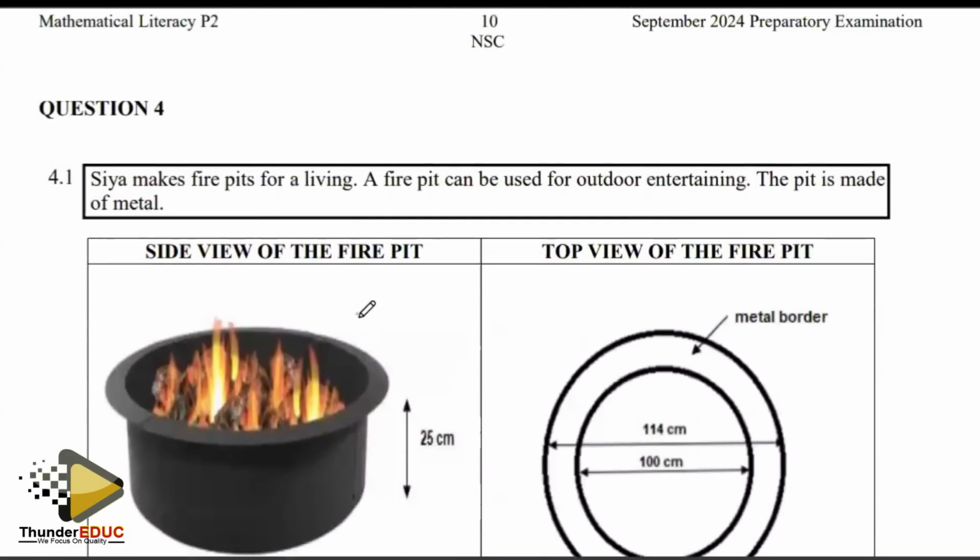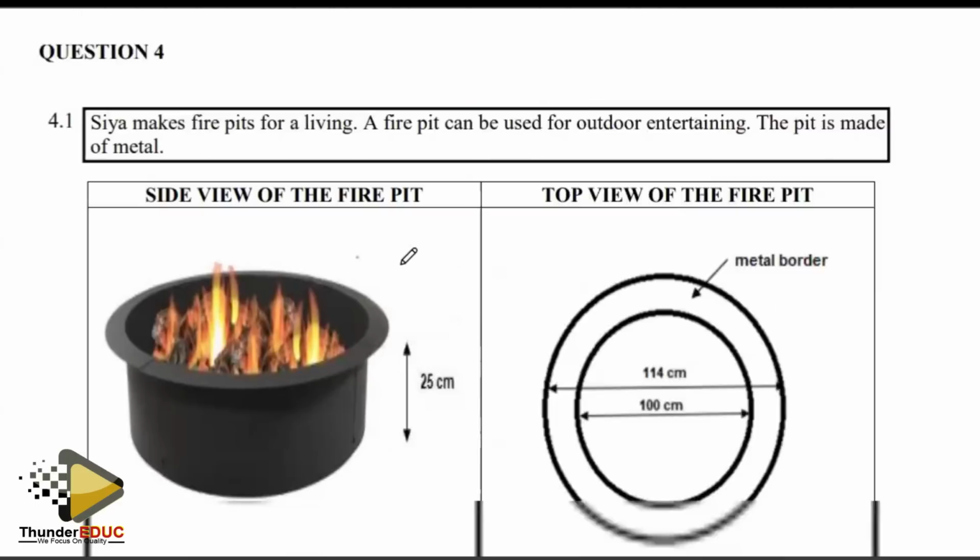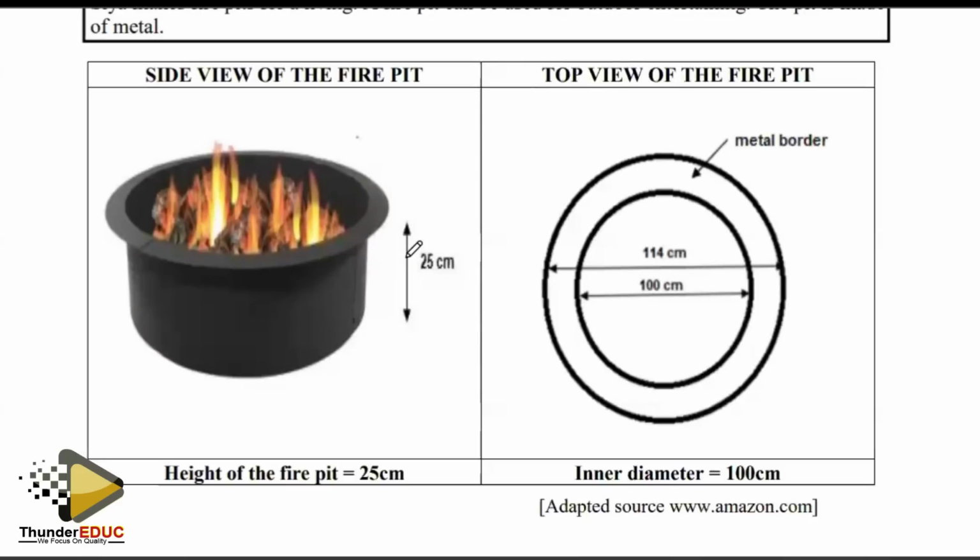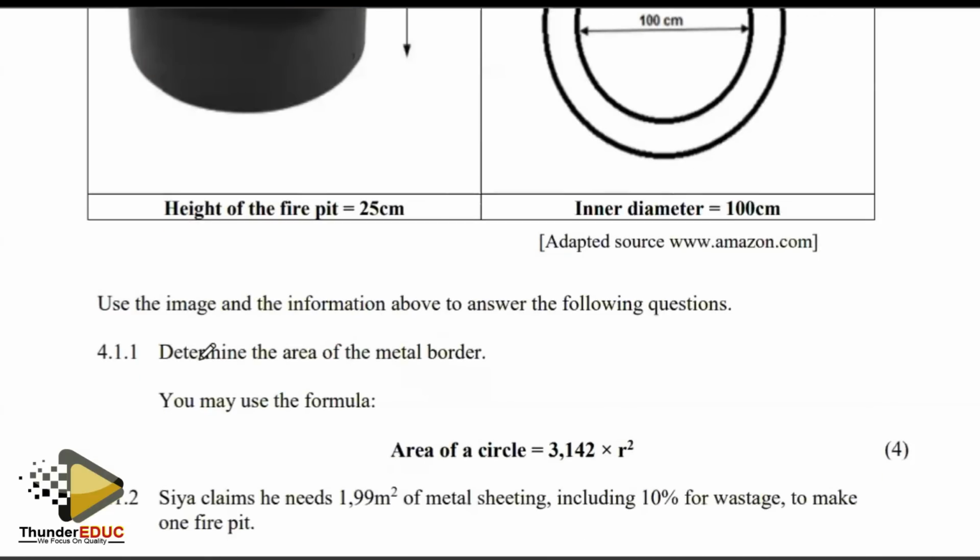All right, let's look at question number 4. Here we have CMX, who make fire pits for a living. A fire pit can be used for outdoor entertainment. The pit is made of metal. This is how it looks in the picture, the side view, and the top view is this other one here. They're asking us to determine the area of the metal border.